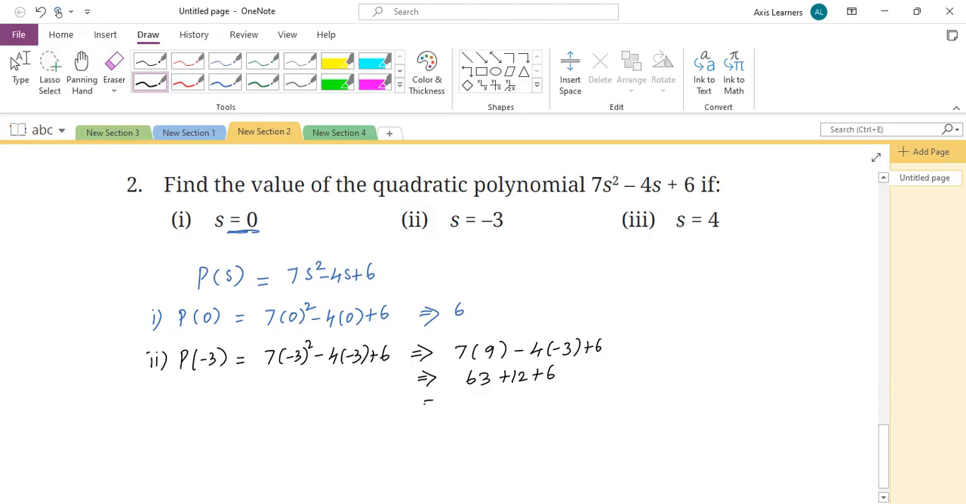Then what will be the value? 63 plus 12, 75. 75 plus 6, 81. So the answer is 81. Okay. So we got the value of the polynomial at s is equal to minus 3. That is 81. Now we will move on to the third one.